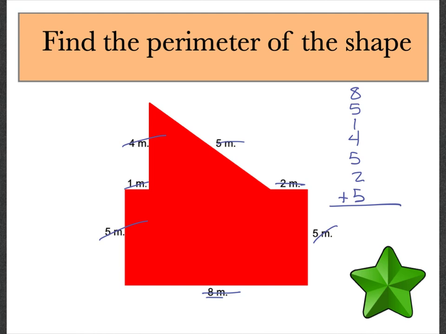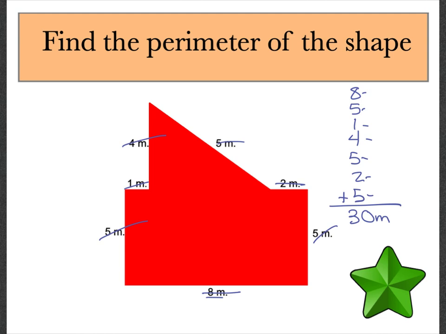Otherwise, we can come over here and do the same kind of thing. So 8 and 2 is 10, 5 and 5 is 10, 5 plus 4 plus 1 is another 10. So I've got 30. Same deal.